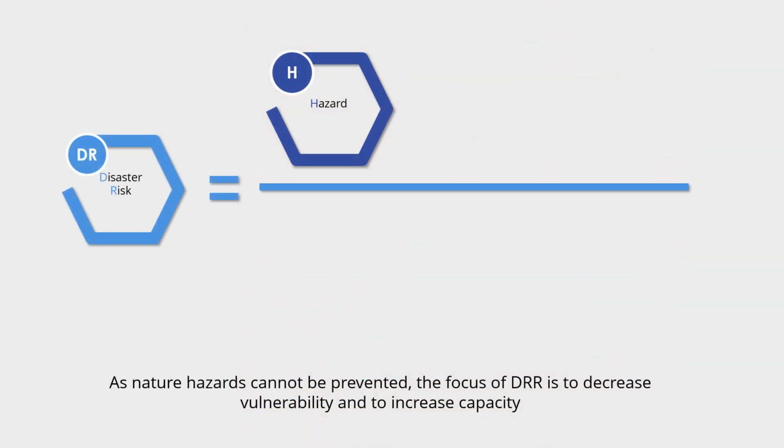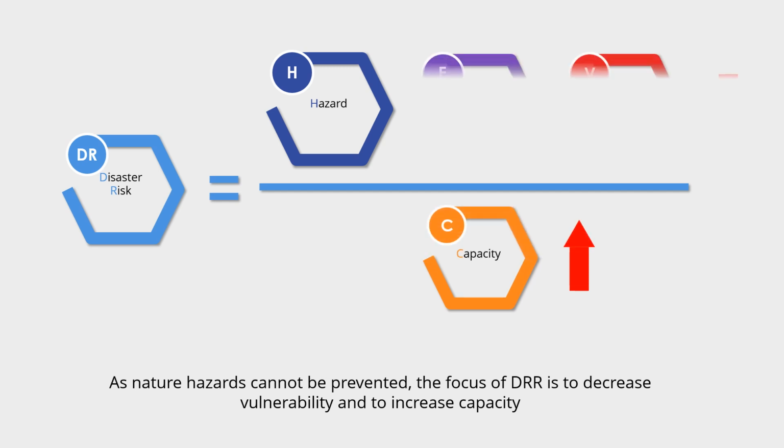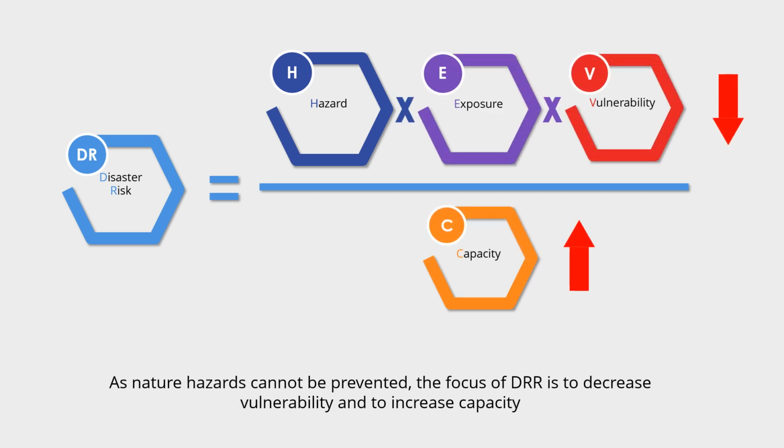Now, we understand how the different components of disaster risk work. Let's look at the formula one more time. In order to reduce the disaster risk, we have to somehow increase the capacity and at the same time decrease the vulnerability and exposure. As we cannot change natural hazards, we cannot prevent natural hazards from occurring. So when we are talking about disaster risk reduction, we are actually talking about the reduction of exposure to disaster, the reduction of vulnerability to disasters, and at the same time, increased capacity to manage and cope with a disaster.